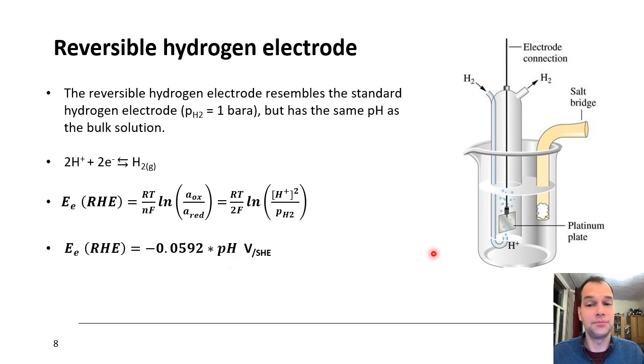Now, how does that in practice actually look? You have a platinum plate, and you flush hydrogen past that platinum plate. That's because platinum is a very good catalyst for hydrogen reactions. It really means that it is at equilibrium potential. And then you can use this electrode as a reference for any other electrode, which is probably on the other side of the salt bridge.